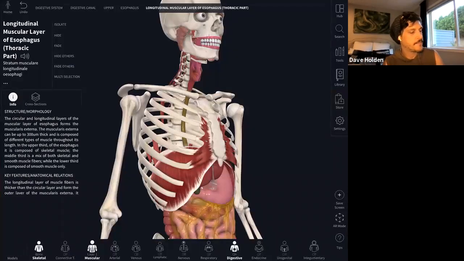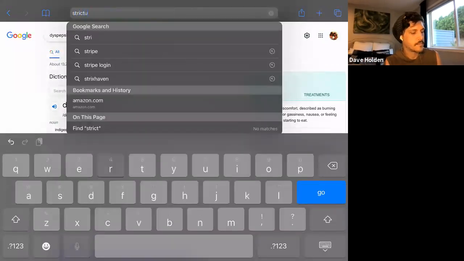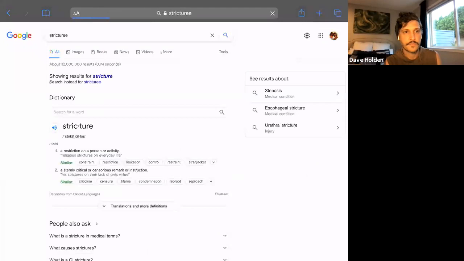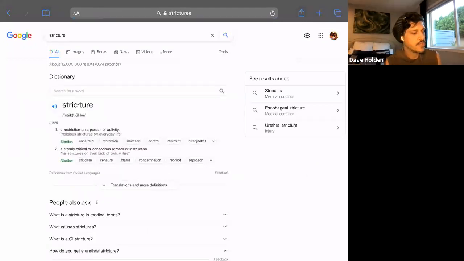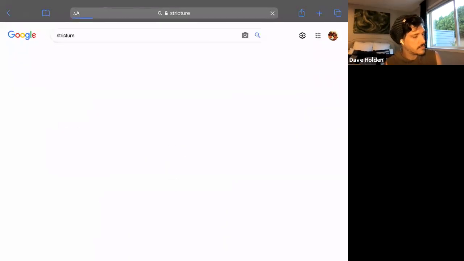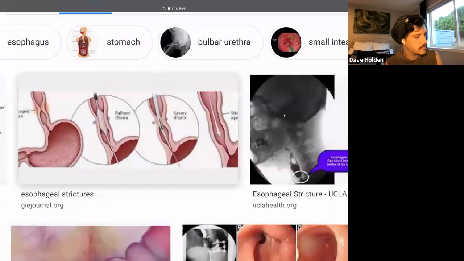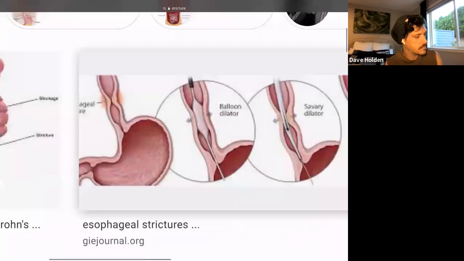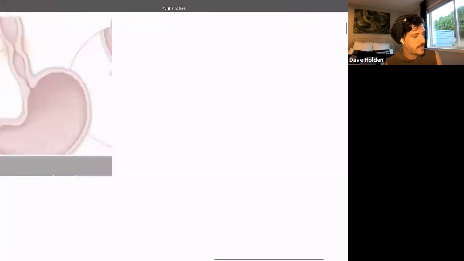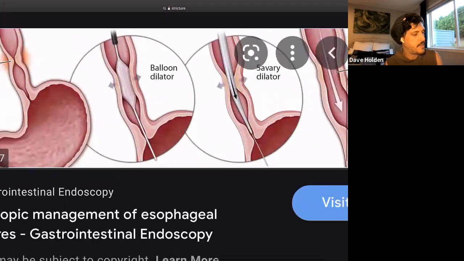Let's pull this up. Stricture is a restriction on a person or activity. I think there's probably a better picture. It's up in the corner there, where the esophagus is inflamed due to damage, but now it's almost closed, so it prevents food from getting to the stomach.